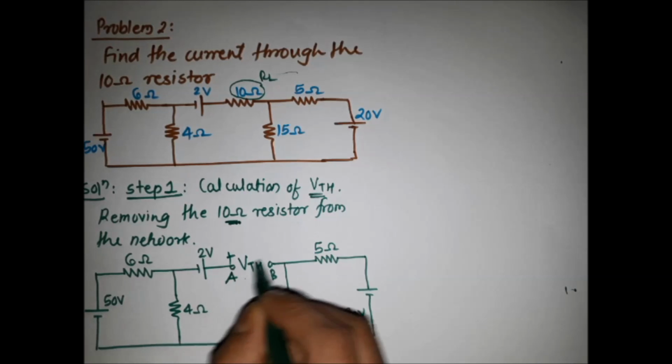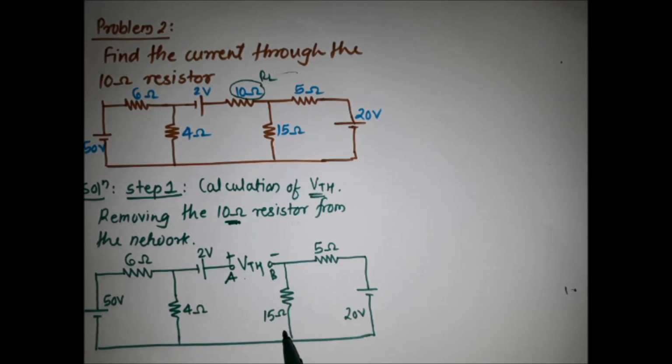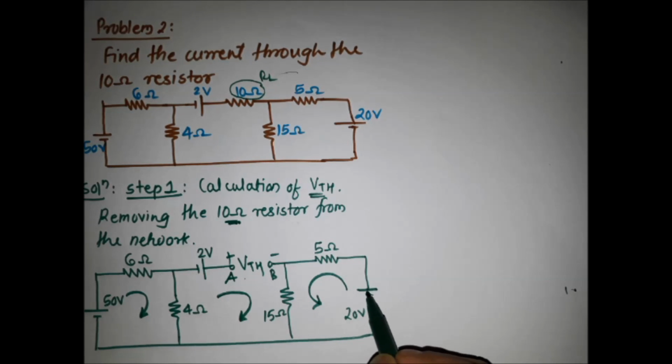Suppose the terminal A is plus and the terminal B is minus. Here the terminals A and B are open circuited, so no current is flowing through this loop. Now the current only flows through the first loop. Suppose this terminal is plus, so current flows from the positive terminal. I am considering the anti-clockwise direction, because the upper side of the voltage source is positive, so current flows from the positive terminal always.